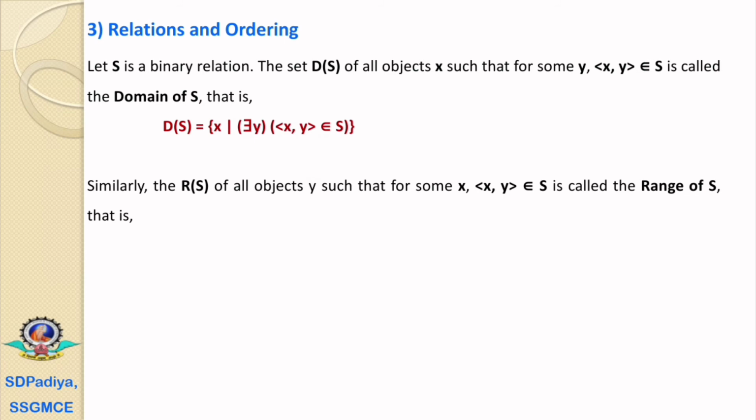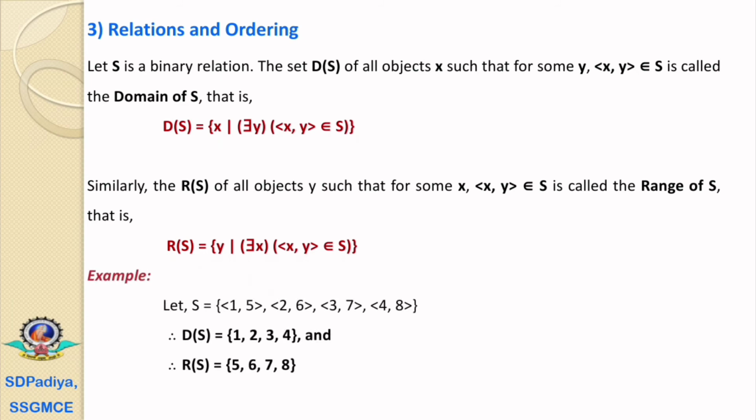Similarly, R(S) is read as the range of the set S. It is all the objects y such that for some x the ordered pair (x, y) belongs to the set S. It's called the range of S. That is, the range of S is a set of elements y such that for some x the ordered pair (x, y) belongs to the set S. In short, the domain means the first element of every ordered pair and the range means the set of second elements of every ordered pair.